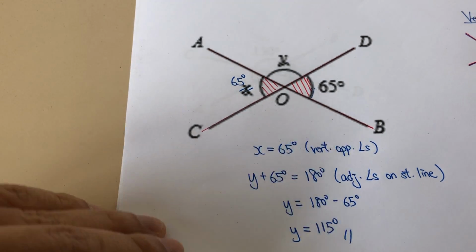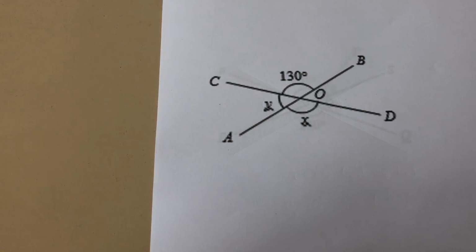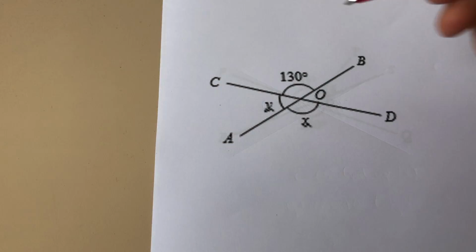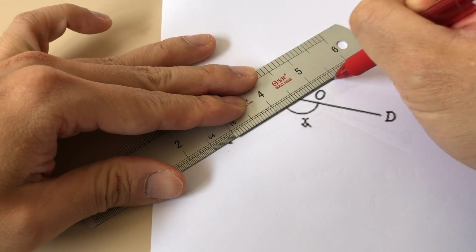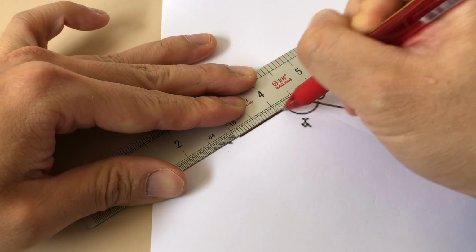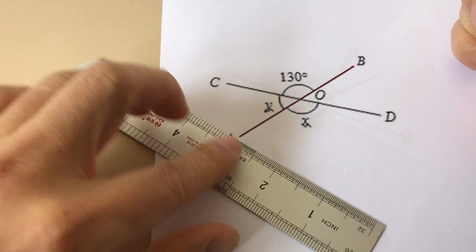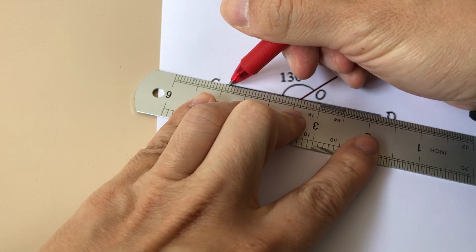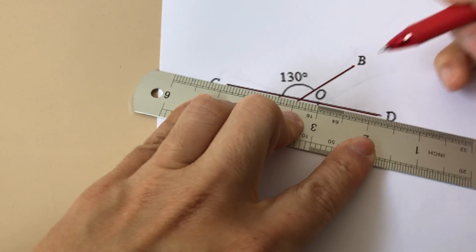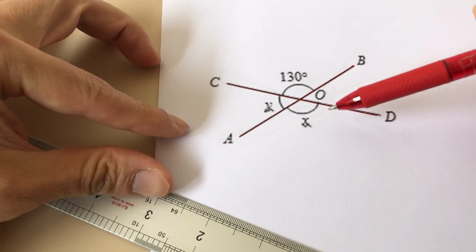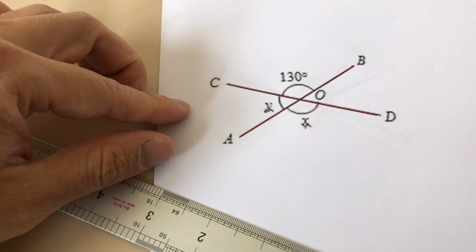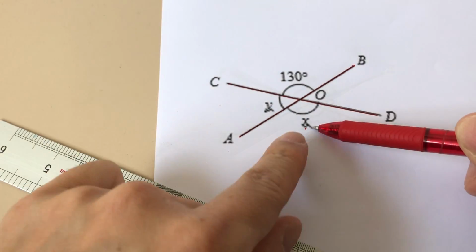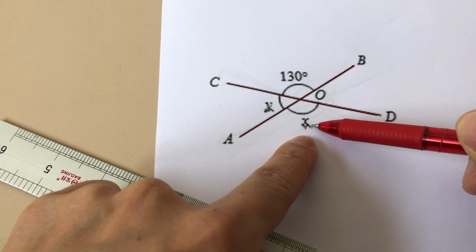Next question. In this question, we are given that, again, AB is a straight line. So I would like to use a red color to highlight the straight line. And also CD is a straight line. And there are two unknowns. We have to find X and Y. First of all, X. Have you got any clue? Do you know how to find X?